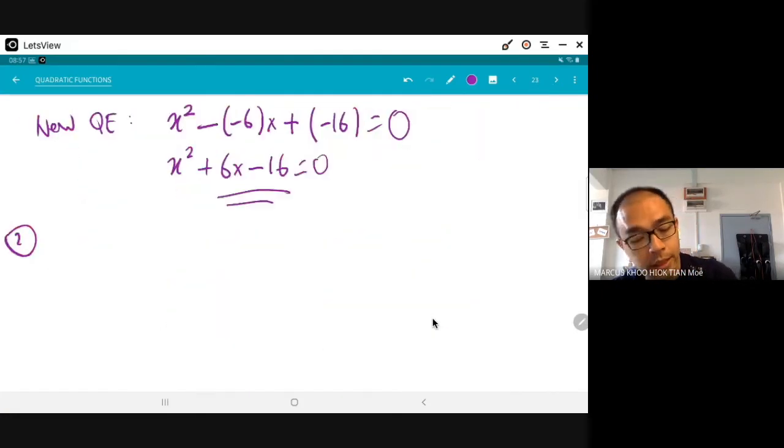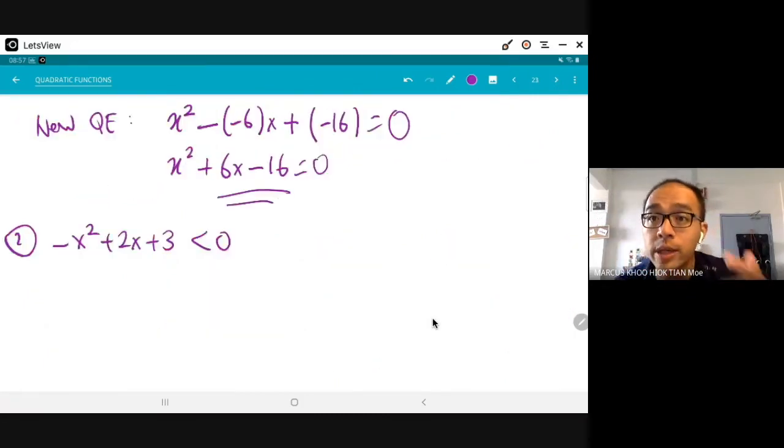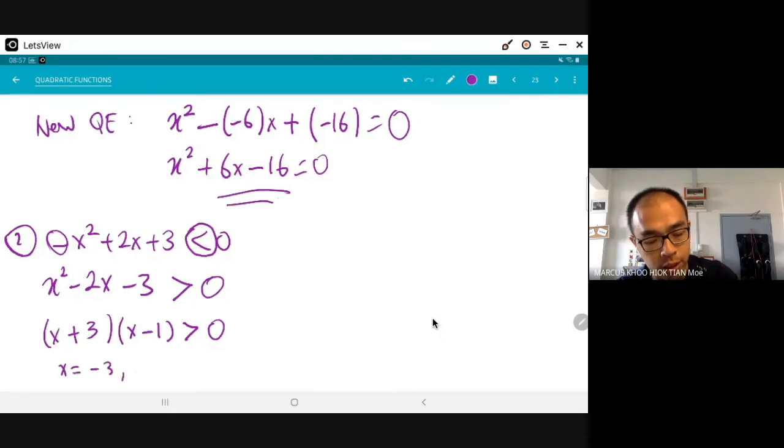Second question. Solve negative x squared plus 2x plus 3 is less than 0. The first thing you need to make sure is that the number in front of x squared is positive. How do we do that? We change all the signs. So you get x squared minus 2x minus 3, and the direction must be changed, more than 0. Then when you factorize, you will get x minus 3 and x plus 1 is more than 0.